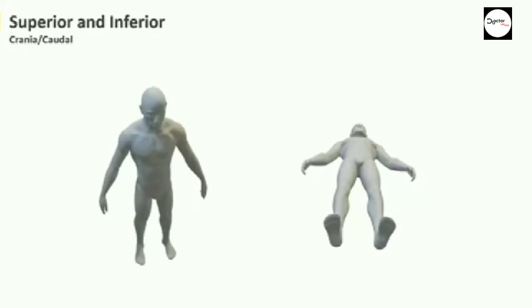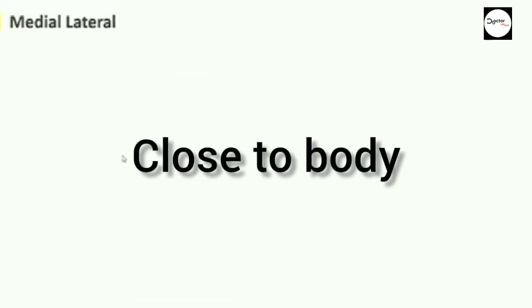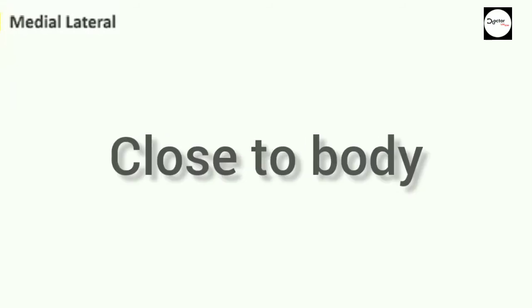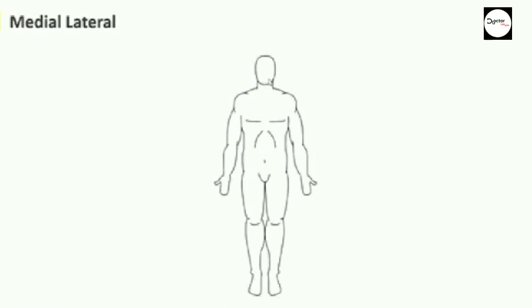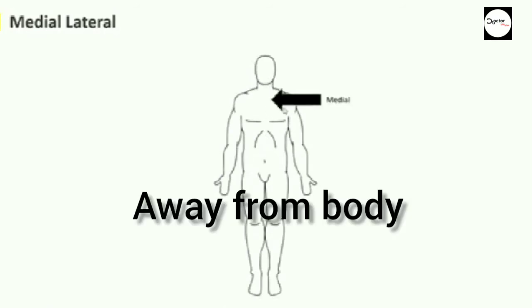Now we have another anatomical position which is called medial and lateral. Medial means that which is close to the body. Let's suppose we have a central point, the central part, and any part which is close to the body would be medial, and any part which is away from the body is lateral.